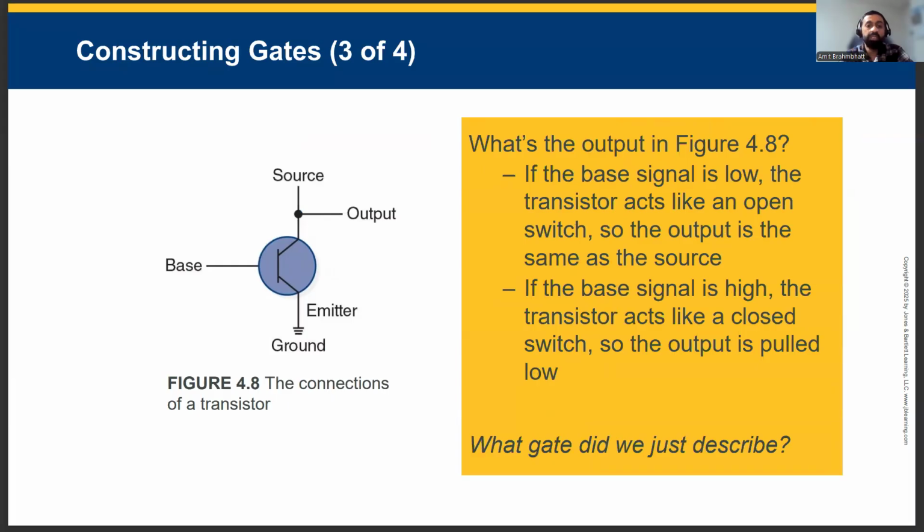Consider a simple transistor configuration as shown. If the base signal is low, the device behaves like an open switch, and the output follows the source. If the base signal is high, the switch closes and the output is pulled low. Functionally, that's an inverter. High in produces low out and vice versa. So we have just described a NOT gate implemented with a single control switch and a pull-up path.